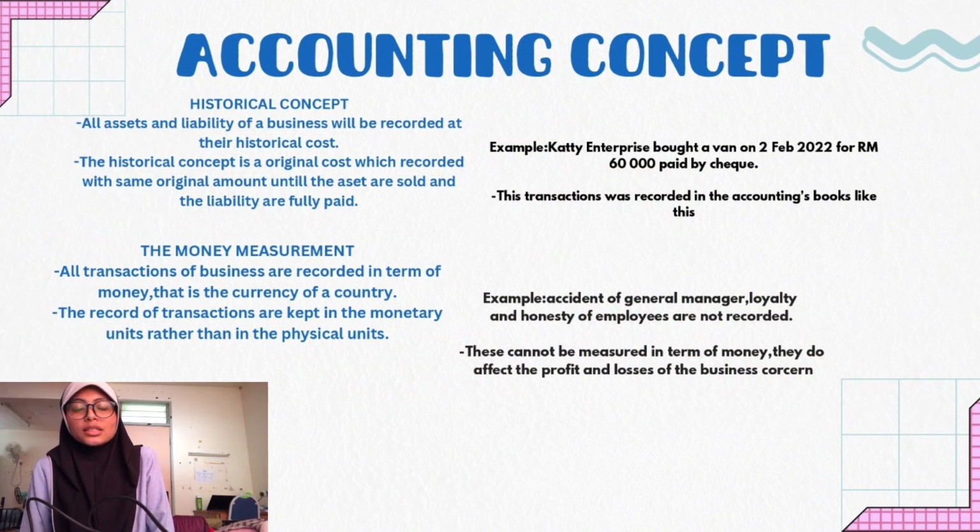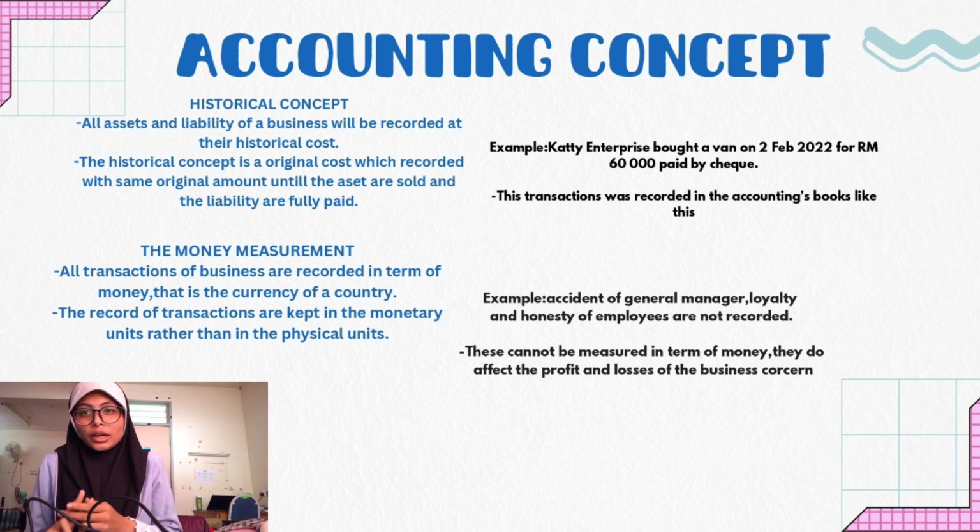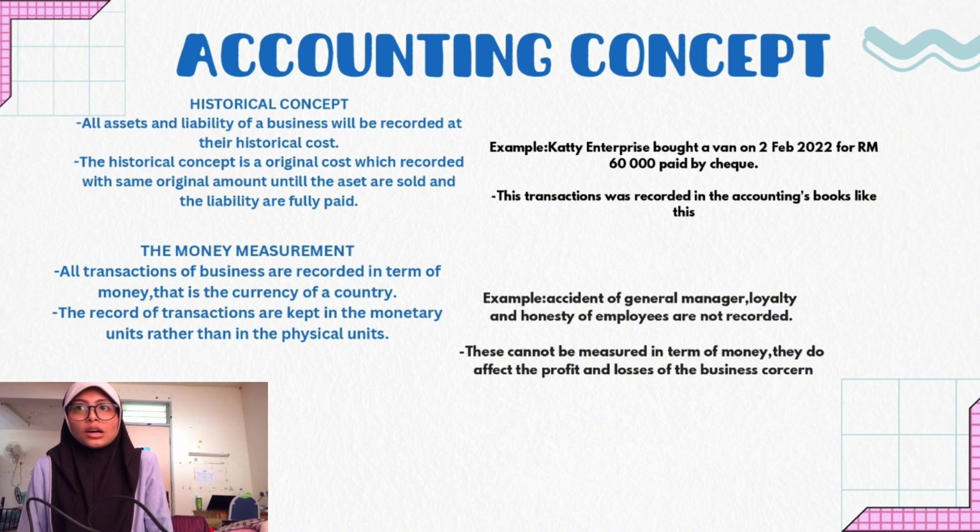Okay, so the last one is accounting concept. There are two accounting concepts. The first one is historical cost concept. Historical cost concept means all assets and liabilities of a business will be recorded at the historical cost. The historical cost is the original cost, which is recorded with the same original amount until the asset is sold and the liability is fully paid. For example, KT Enterprise bought a van on 2 February 2022 for RM60,000 paid by cheque.